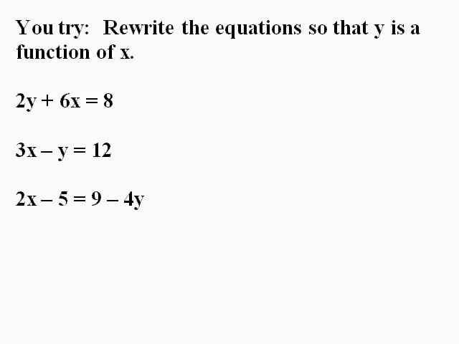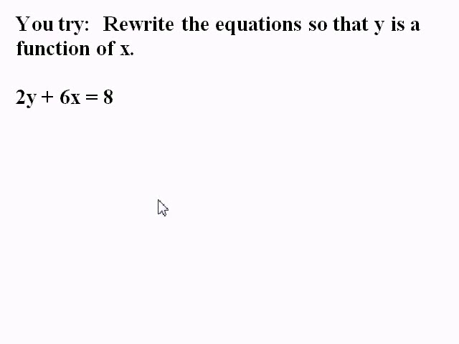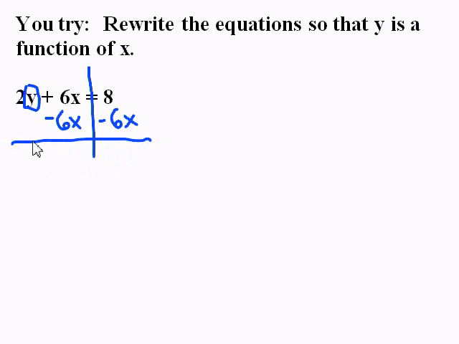I have 3 equations for you to rewrite so that y is a function of x. Please try all 3 of these on your own, pressing pause, and when you're ready to see the answer, please press play. Alright, for the first equation, I needed to get y by itself, so I subtracted 6x from both sides. Remember, we're going in reverse order of operations, leaving us with 2y is equal to 8 minus 6x.